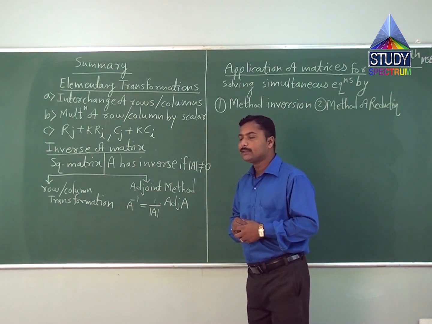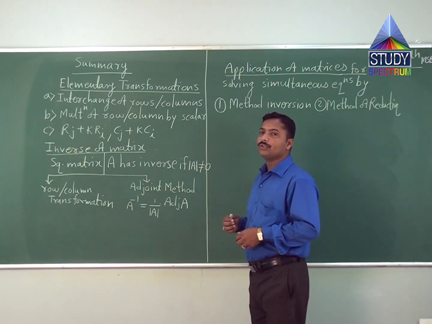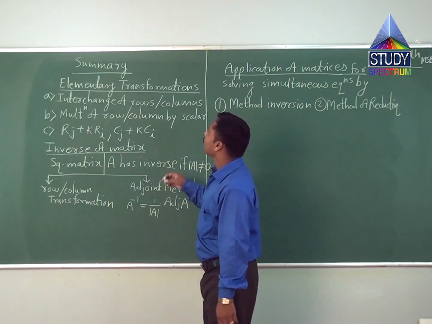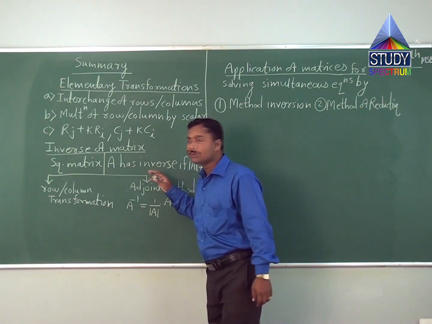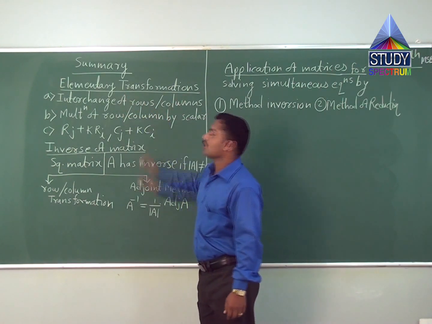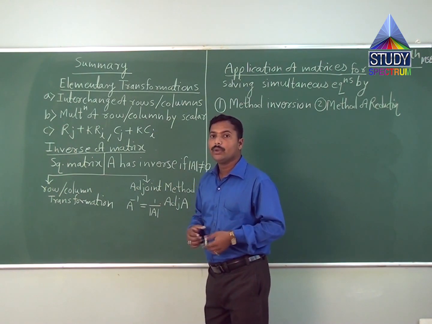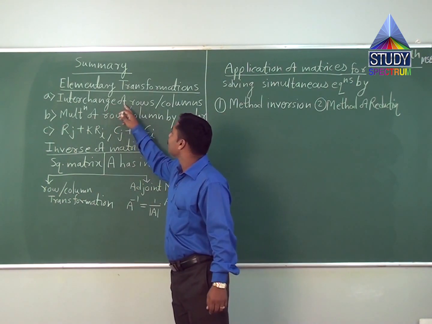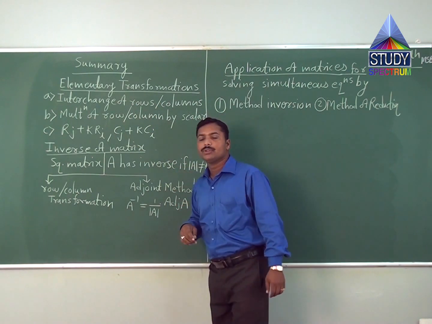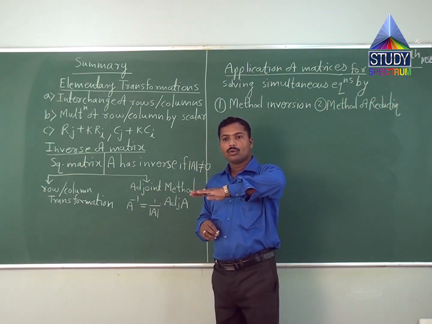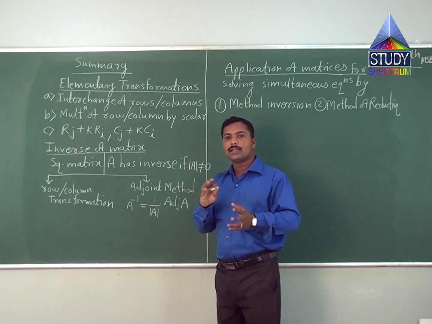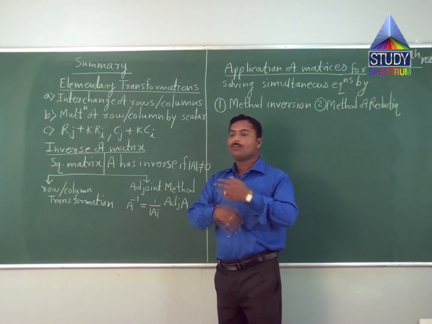So we have enjoyed all problems. Lastly we discuss the summary of this chapter. So in this chapter what do we discuss? Elementary transformations. In the elementary transformations what do we discuss? Interchange of rows and columns, meaning how rows and columns interchange between them.